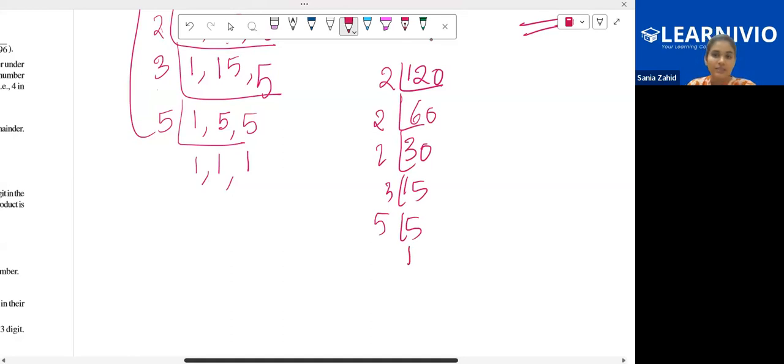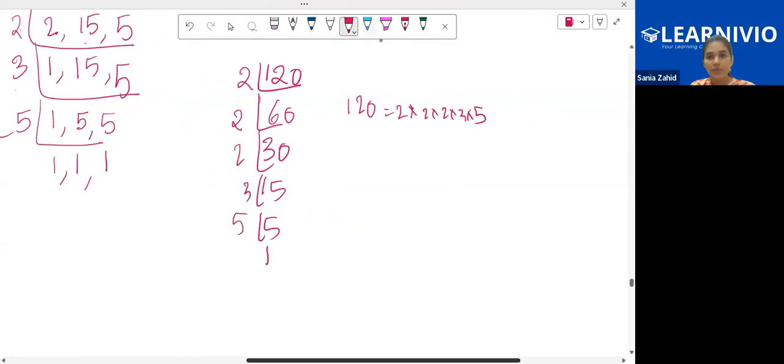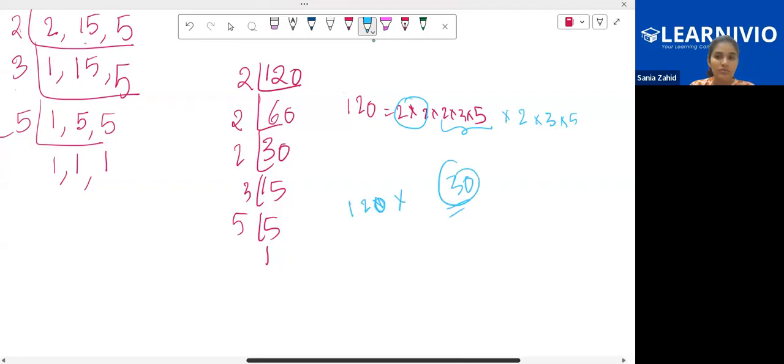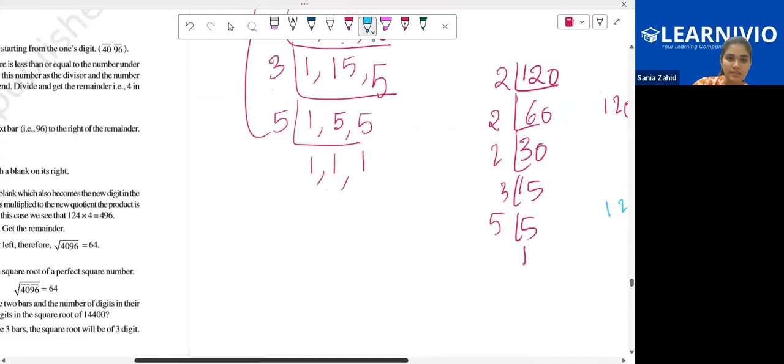Okay, ma'am. Then, now what will I do? So 120 can be written as 2 into 2 into 2 into 3 into 5. With what numbers do I not have a pair? I have a pair of only 2. I don't have a pair of these numbers. So I will multiply 1 more 2, 1 more 3 and 1 more 5. So I must multiply the number with 30. So 120 into 30. So my number is 3600.